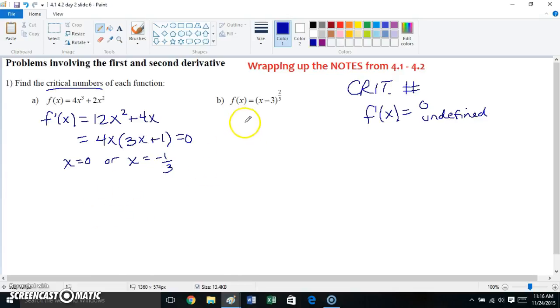Okay, problem B. Given that f of x is (x minus 3) to the 2/5, f prime of x is 2/5 times the quantity (x minus 3) to the negative 3/5. It's always wise to write your derivatives in terms of positive exponents, so we'll move that (x minus 3) to the 3/5 down to the denominator.